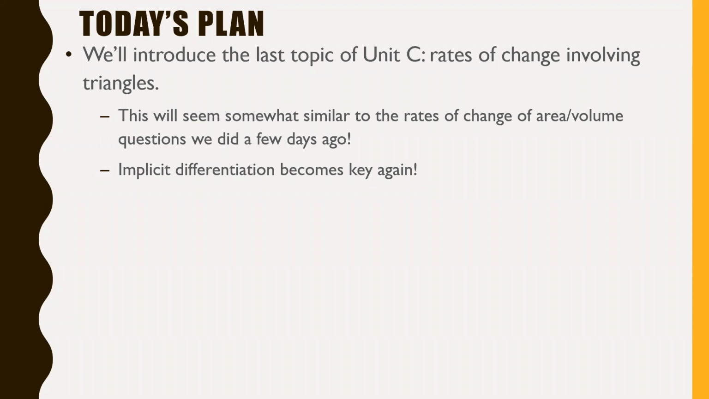It's going to seem, like I just said, similar to the rates of change of area and volume questions we did a few days ago. Implicit differentiation is going to become super key again. There's a bunch of different formulas with triangles that we'll have to remember, though. I think some of them are on your formula sheet. You'll have to double check.